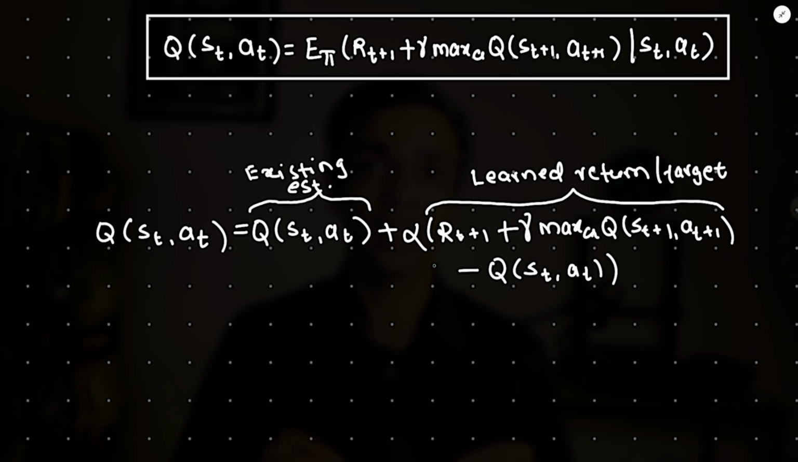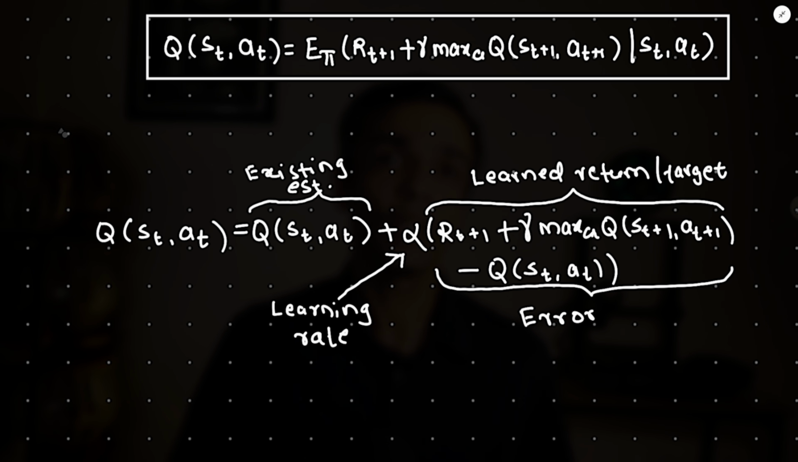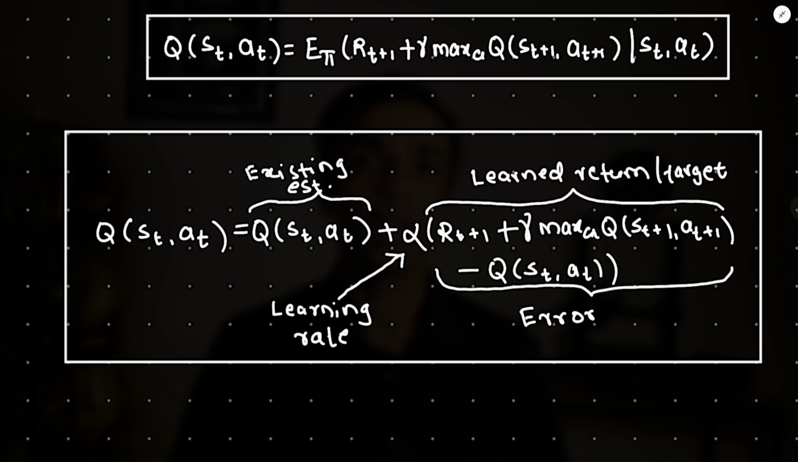Q(S_t, A_t) is our existing estimate. The difference between the existing and the learned return becomes the error. How much we adjust our current estimate of the action value is governed by alpha, the learning rate. At every step, we nudge our action value towards the observed value. We do that enough number of times and we can learn what the actual action value function is.